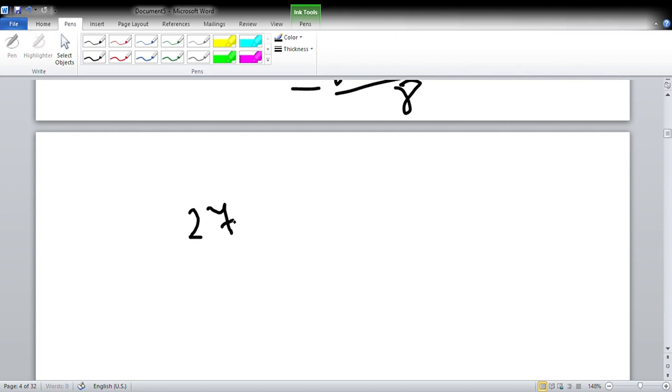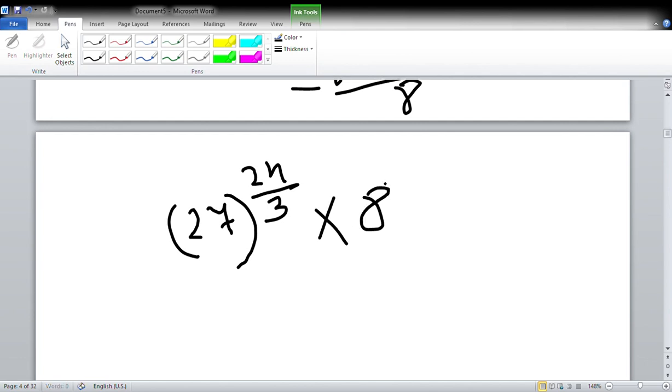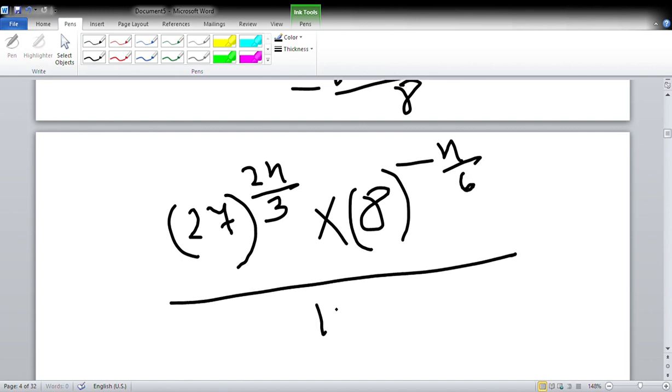It's 27 to the power 2n by 3, multiplied by 8 to the power minus n by 6, divided by 18 to the power minus n by 2.